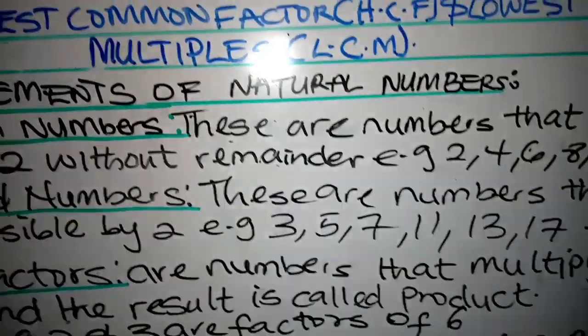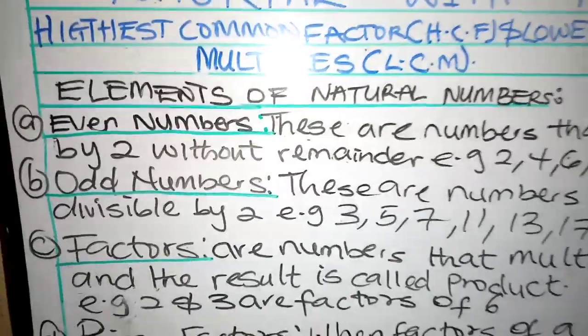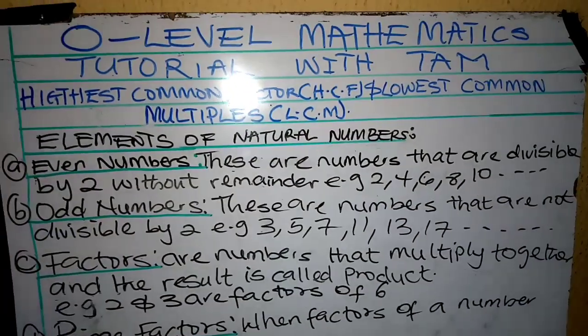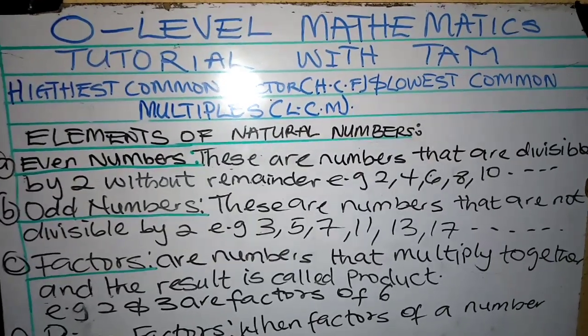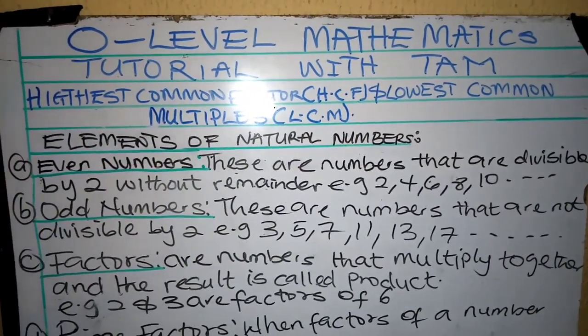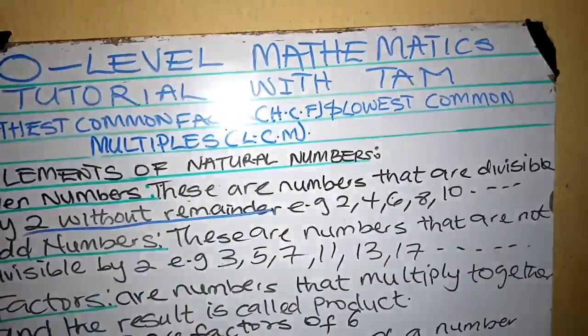Even numbers. These are numbers that are divisible by 2 without remainders. We have 2, 4, 6, 8, 10, 12, and so on and so forth. They are numbers that can only be divisible by 2 without any remainders. They are called even numbers. They are divisible by 2 without remainder. That is the key point.